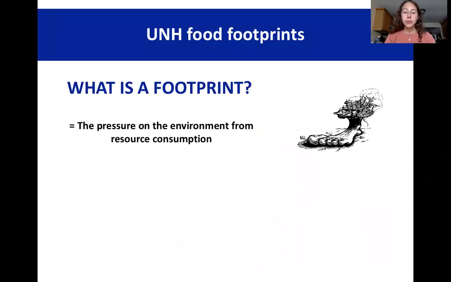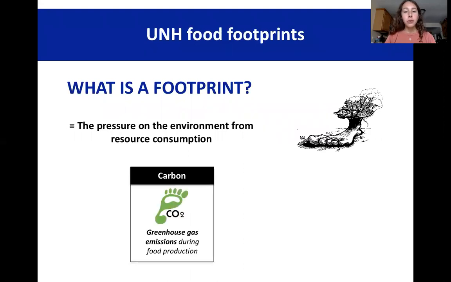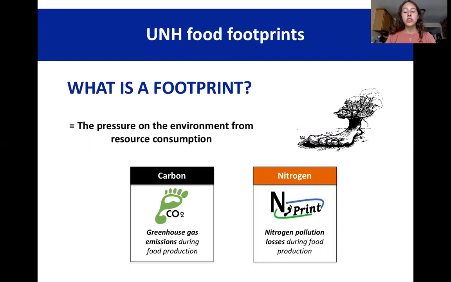So what is a footprint? Well, a footprint is the pressure on the environment from resource consumption. UNH assesses food sustainability in two ways. First, through the carbon footprint, which is all greenhouse gas emissions during food production, and the second through the nitrogen footprint, which is nitrogen pollution losses during food production.